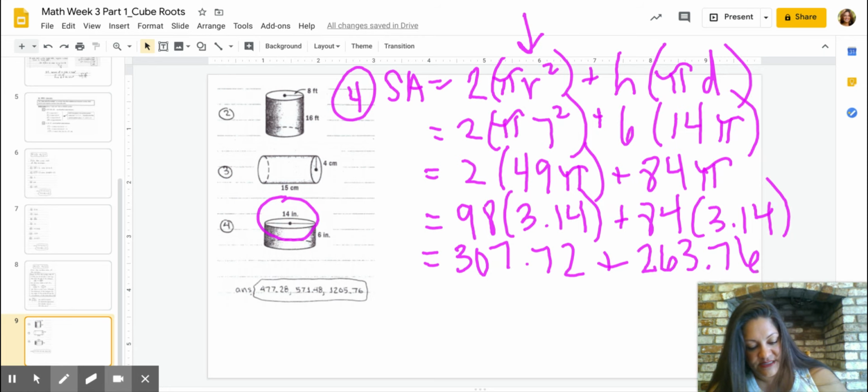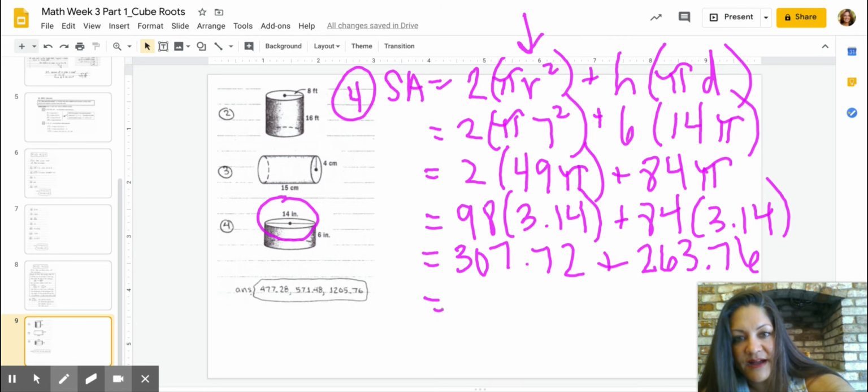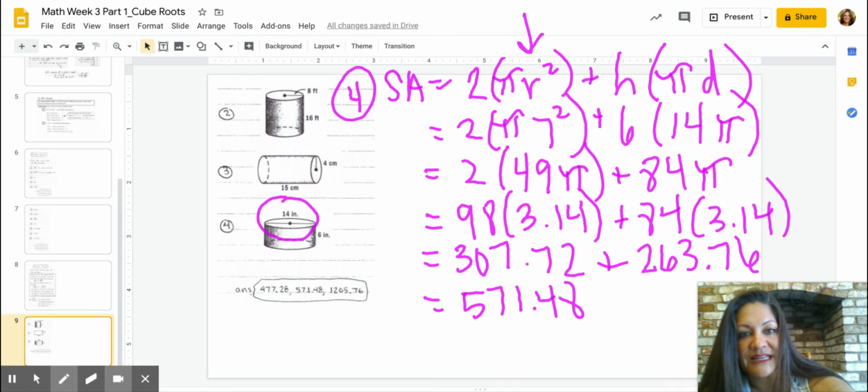263.76. Add those together. 307 equals, we did it, 571.48. And our label is inches. So those will be inches squared.